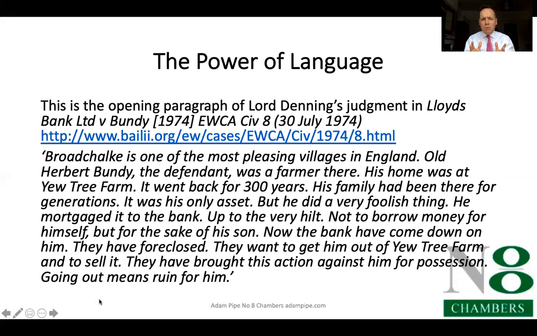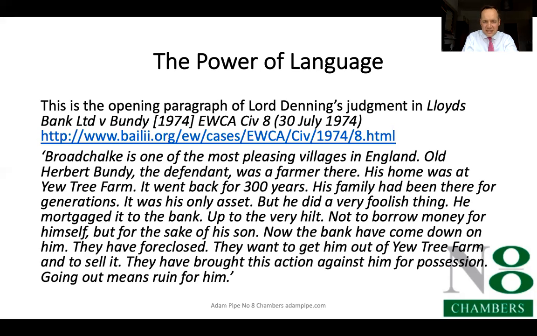But language is powerful. This is what we want to do all the time: we want to harness language in a way that presents our client's case in an attractive way that's going to lead to the outcome we want. The famous Master of the Rolls, Lord Denning, is well known for his judgments. And in Lloyds Bank v Bundy, he says this, his opening paragraph. I can't do the accent, but Broadchalk, forgive me, is one of the most pleasing villages in England.